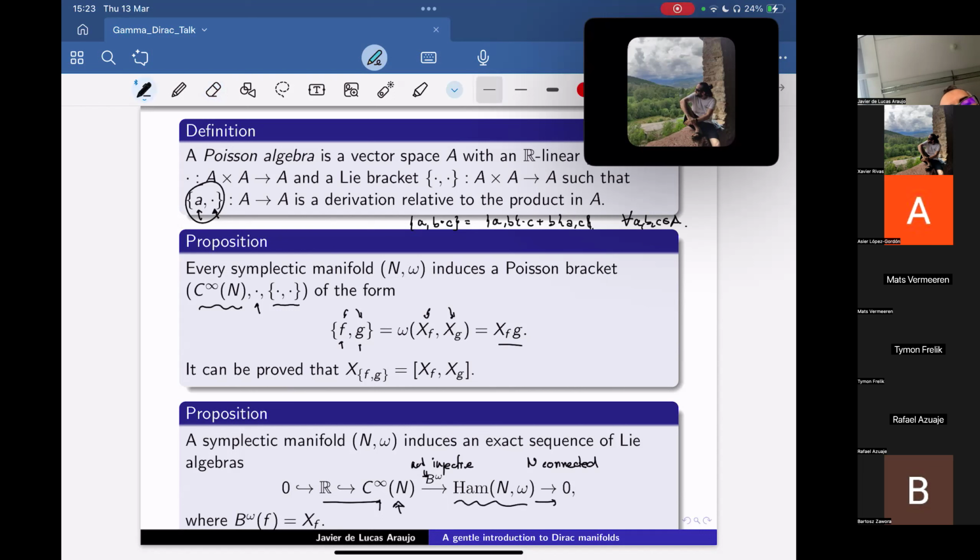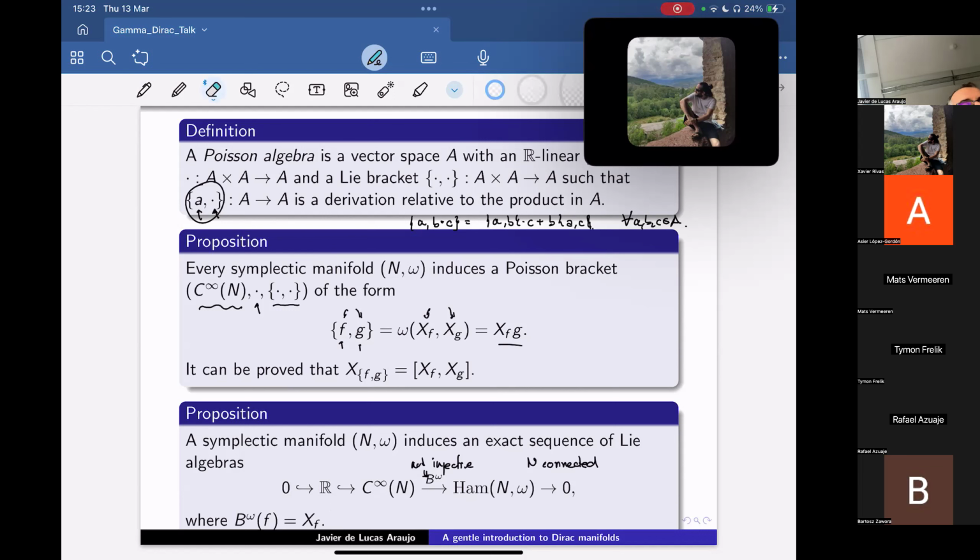So here you have the projection to zero, and this is exact because the image of this mapping, the map that sends f to its Hamiltonian vector field with omega, is the kernel of the projection that gives the whole space. So you have this exact sequence. So when generalizing these things, what you have is that from a symplectic manifold you obtain a Poisson algebra.